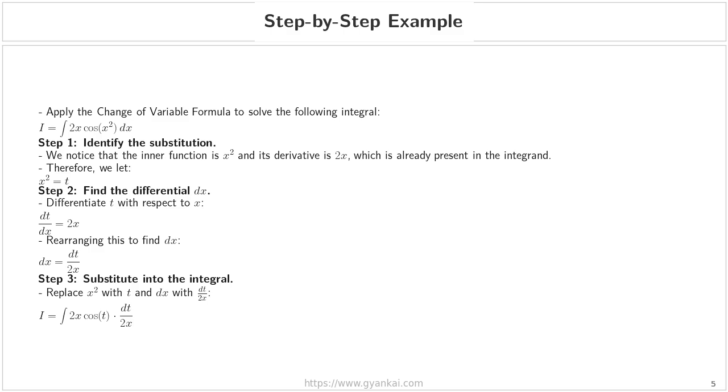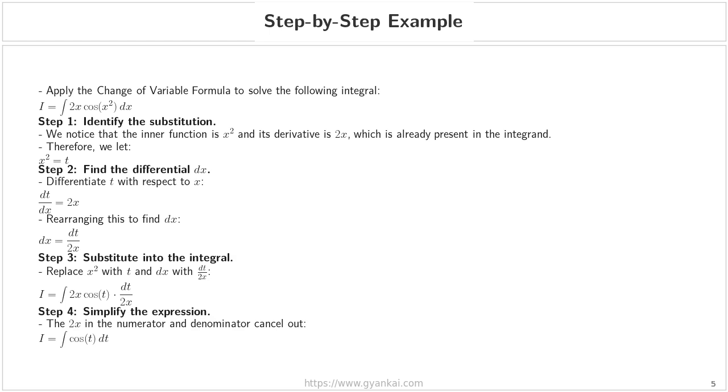Step 3. Substitute into the integral. Now we can perform the substitution. We replace every instance of x squared with t, and we replace dx with dt divided by 2x. This transforms our original integral into integral of 2x times cosine of t times dt divided by 2x.